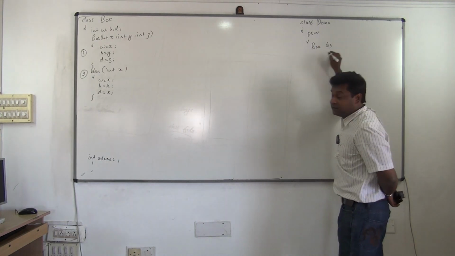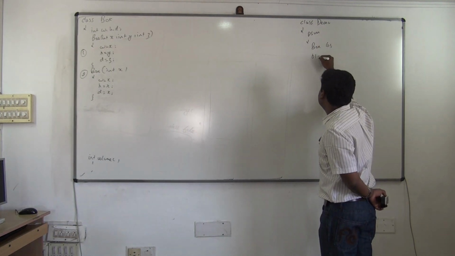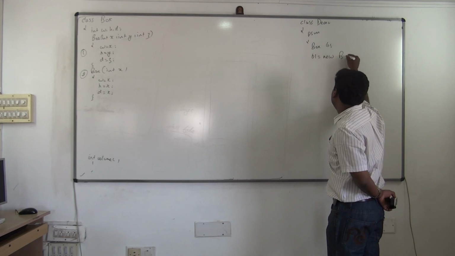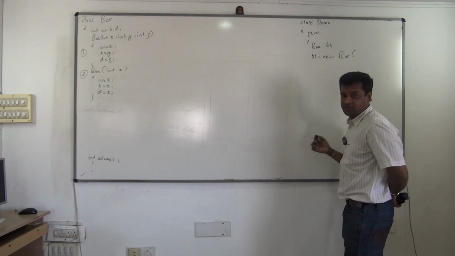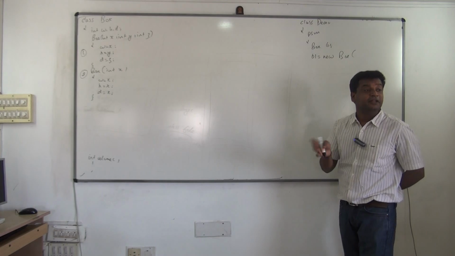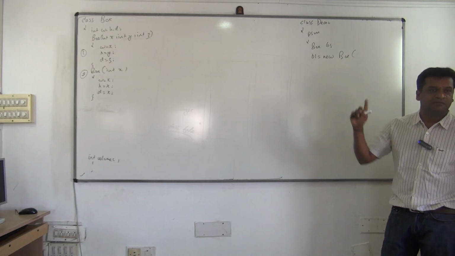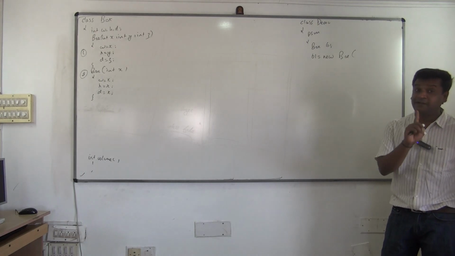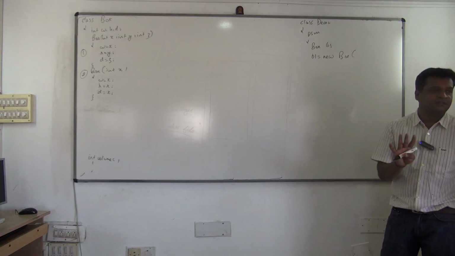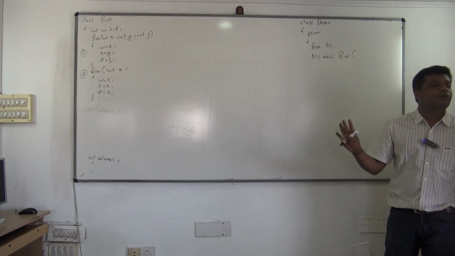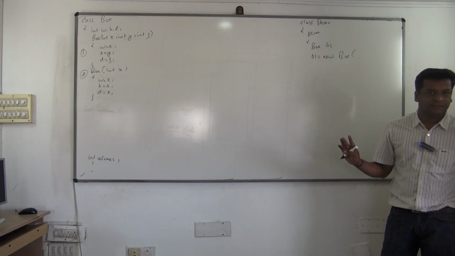You are declaring the variable. Then what will you say? B1 is equal to new Box of... see, with new, you are allocating memory. In that memory, which constructor do you want to execute? You have two options, either the first constructor or the second constructor. Decide now itself. After the object is created, later on you can't call the constructor in that object.